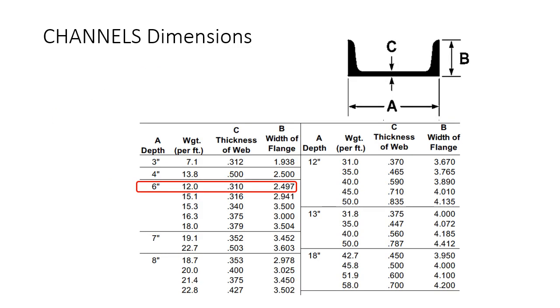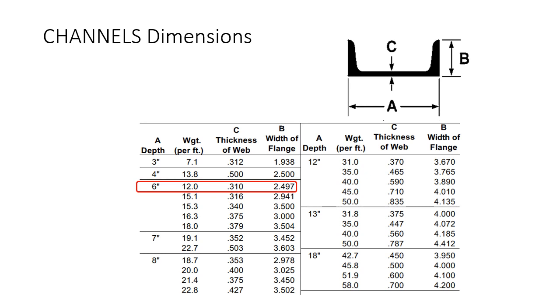Channel dimensions. Here you can see I've outlined on the charts, there's a lot of literature out there. Everybody that makes these channels and wide flanges and angle irons, they all have little books. It's not really a book, it's more like a thick pamphlet or a small book, but it holds all this information. So it's going to tell you, like this one you can see in red, I've outlined the 6-inch.